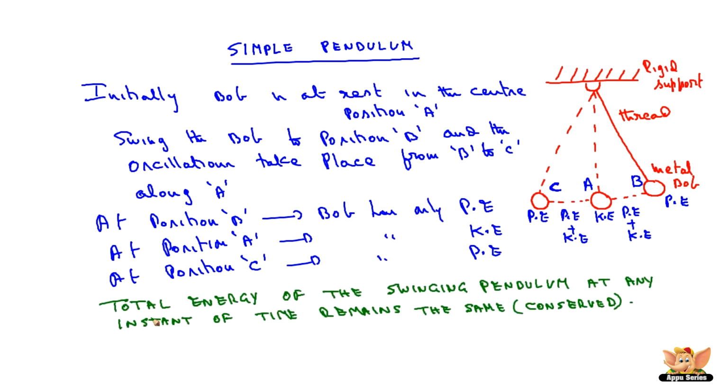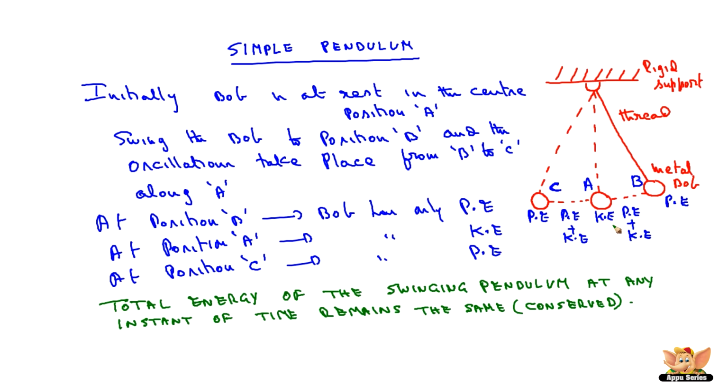So from this we understand that the total energy of the swinging pendulum at any instant of time remains the same, that is, conserved. Either it is in the form of potential energy, or kinetic energy, or both. And the pendulum keeps oscillating for some time and then comes to rest. Does it keep oscillating forever? No. It keeps oscillating for some time and then comes to rest ultimately.